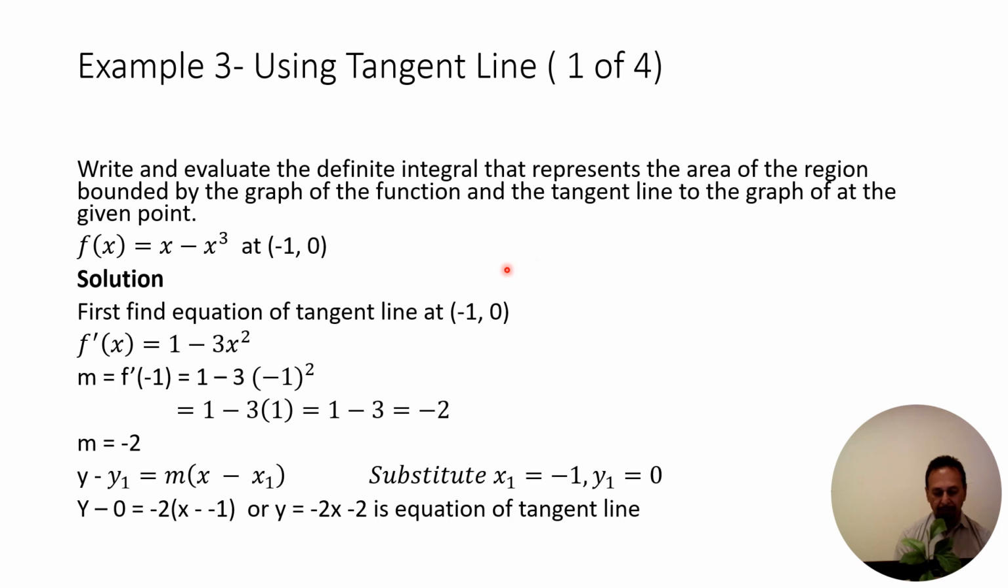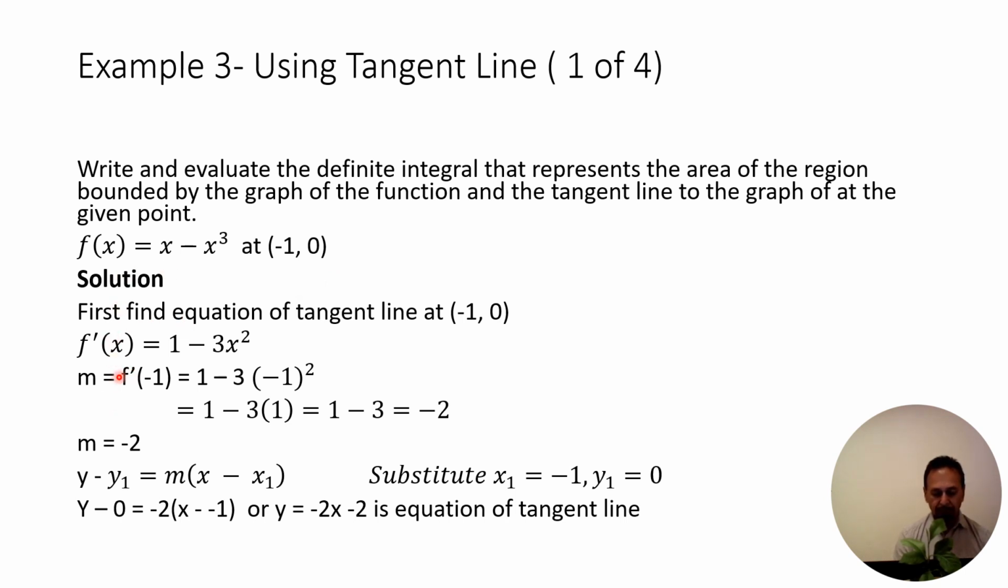So here we have example 3. We're going to write and evaluate a definite integral that represents the area of the region bounded by the graphs of the function and the tangent line to the graph at the given point. So in other words, we have a function, this one, and we need a tangent line. So then we're going to find the area bounded by this function and the tangent to this at this point, -1. So first thing we're going to do is find the tangent line.